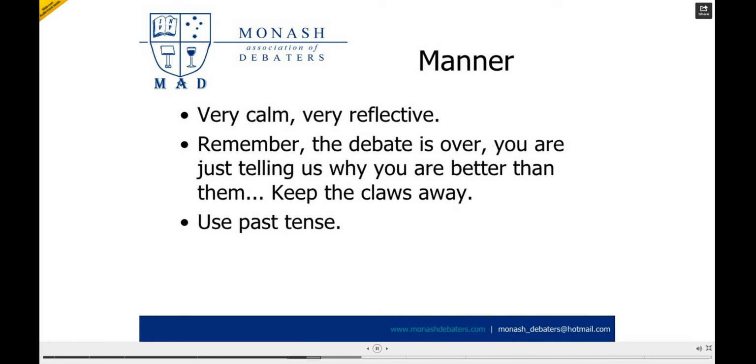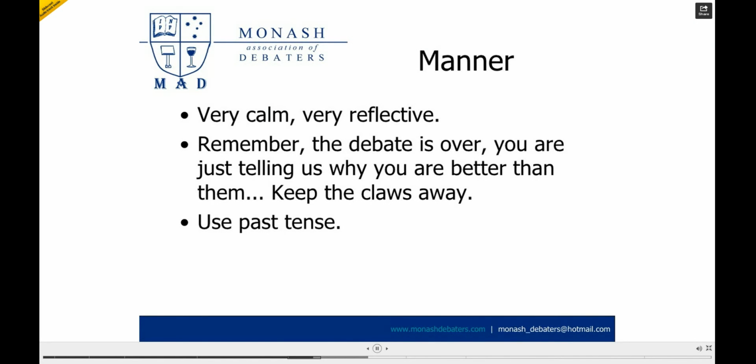So it's going to be really calm. You're going to use very few gestures, and it's going to be very reflective, and it's going to be in the past tense. And manner in replies, as I said, using past tense, is also to do with the language that you use.